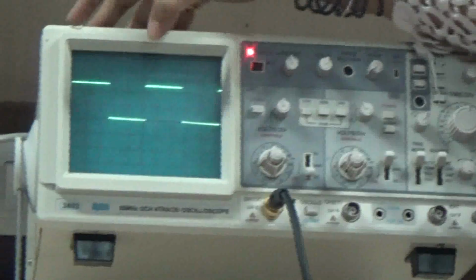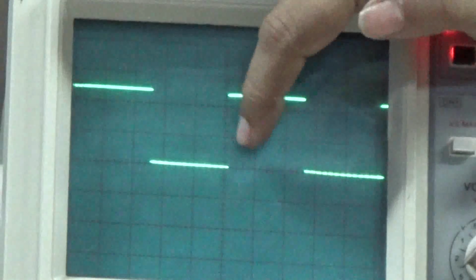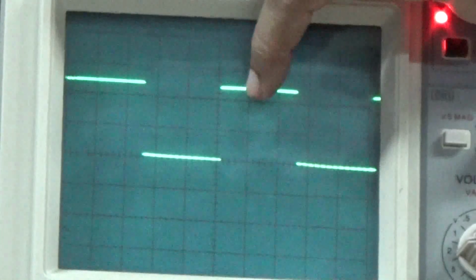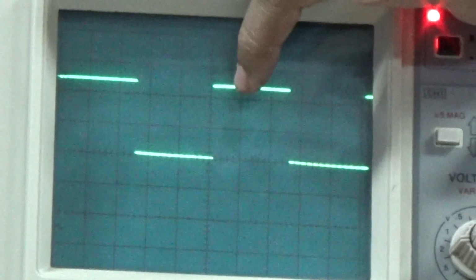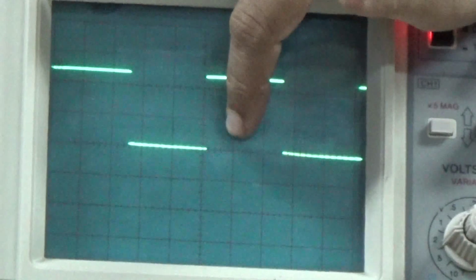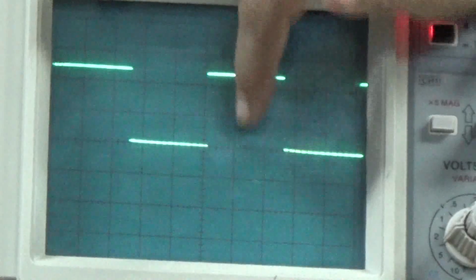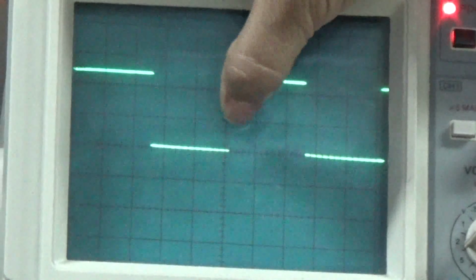Now if you look at the screen of the CRO very closely, you will see that you have boxes on it, just like your graph paper. Like you have boxes on your graph paper, you have boxes over here. So each box is of 1 unit, and on each box there are divisions of 0.2.